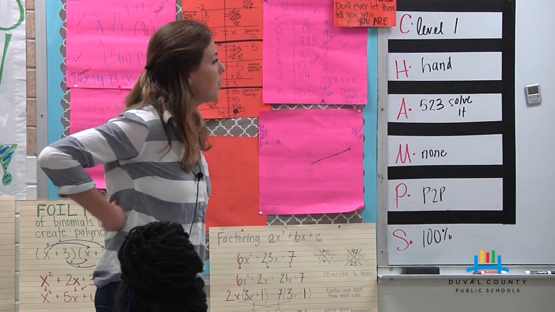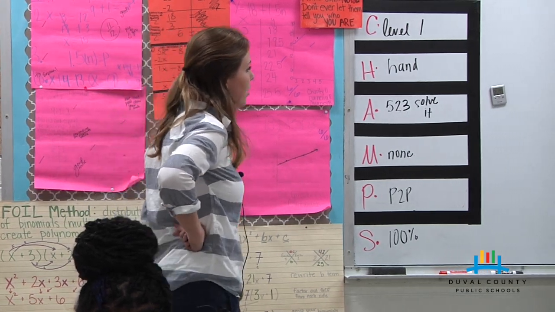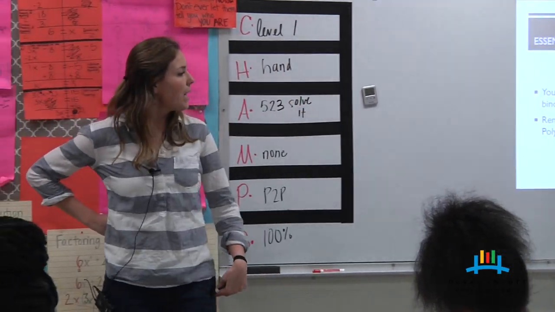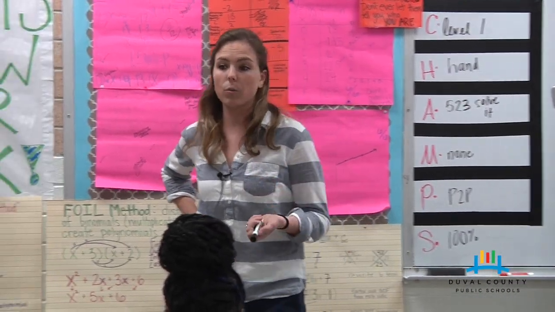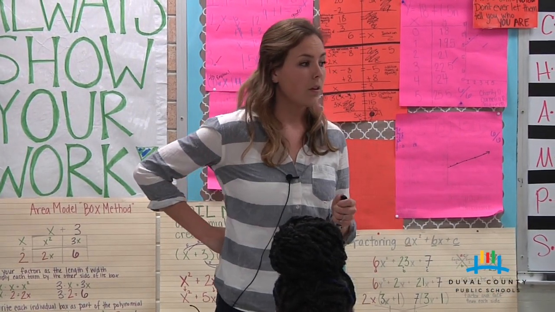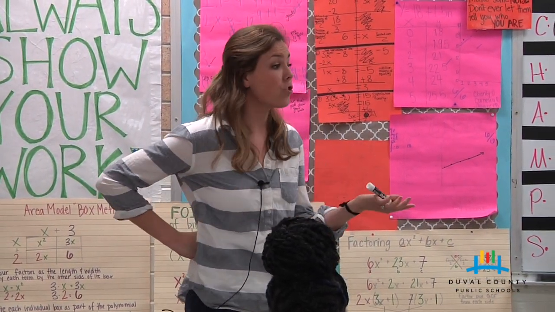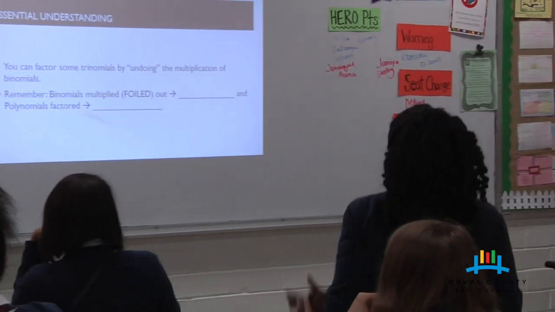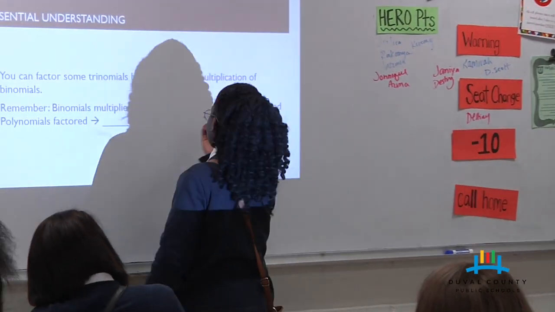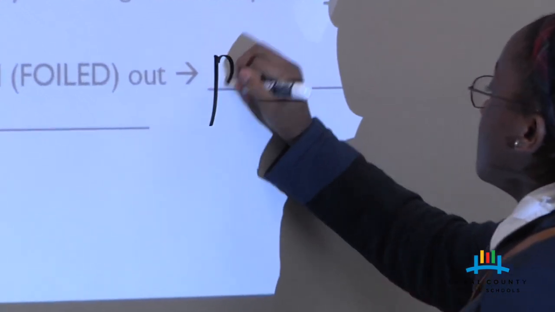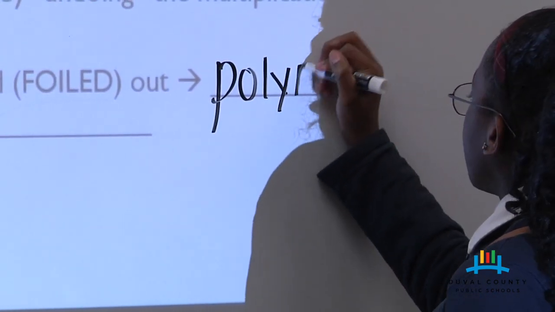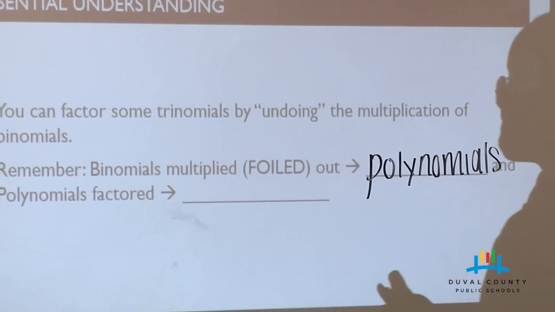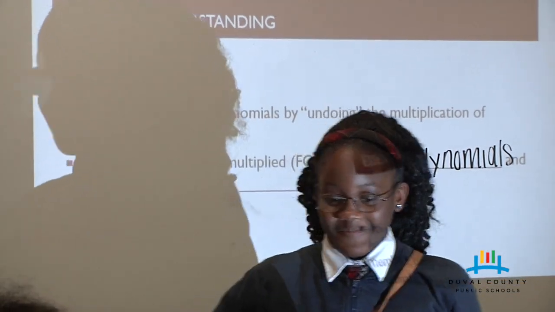So you can factor some trinomials by undoing the multiplication of binomials. Who can help me fill this out? Remember that binomials multiplied or foiled out turn into what? A polynomial, more specifically a trinomial. All right, Taylor, will you go write that in for me? Polynomial. And then polynomials factored, that idea of undoing, what do we revert back to? Charity? Your binomials, okay? So will you go write that into the other blank for me? And that way everybody else knows that it needs to go in their journals. The essential understanding needs to be found underneath today's heading in your journal.